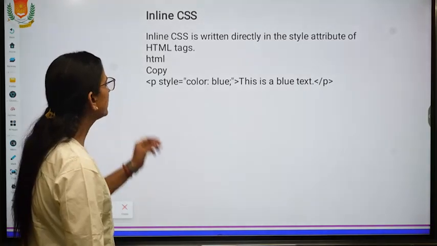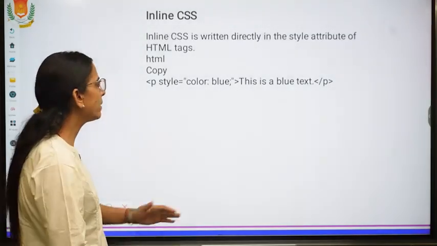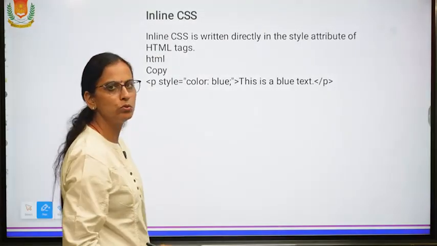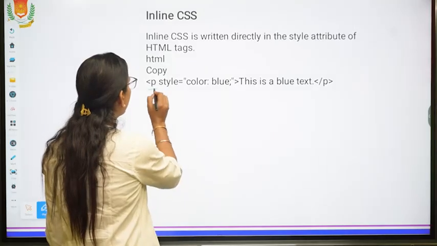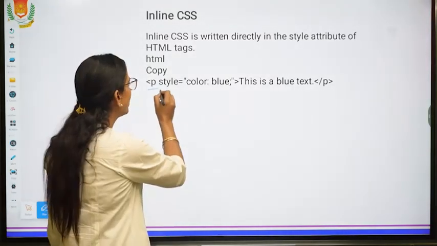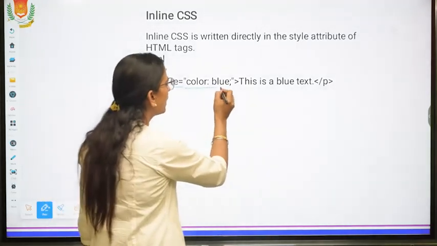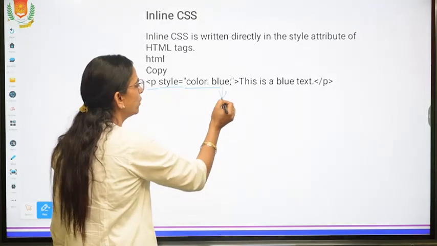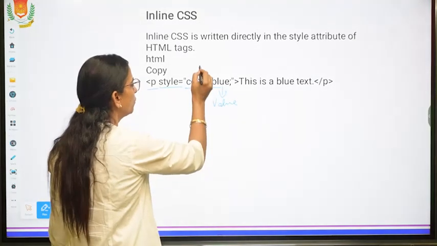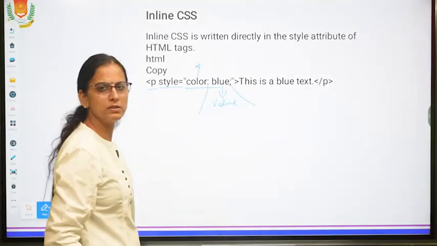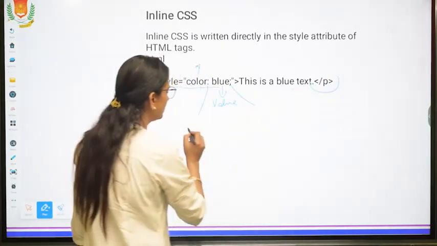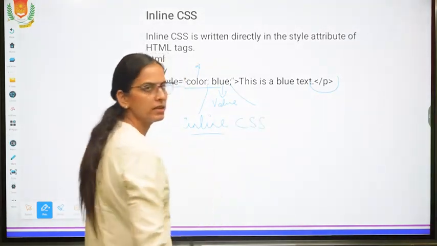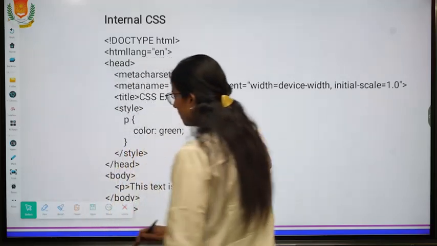Now for the inline, another example is given. I am giving you some examples so that you will understand how to do the coding. We have taken the P tag, paragraph tag, then we have taken the style, color blue. We have taken only one attribute, color, and the value is blue, colon and semicolon are there. This is the close. This is another example of inline CSS.